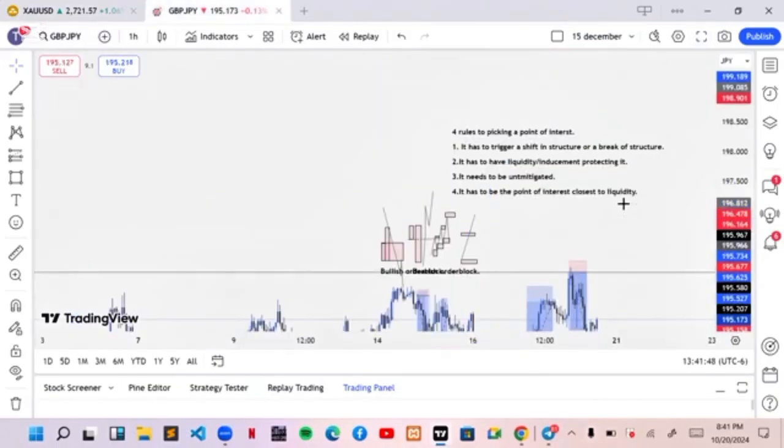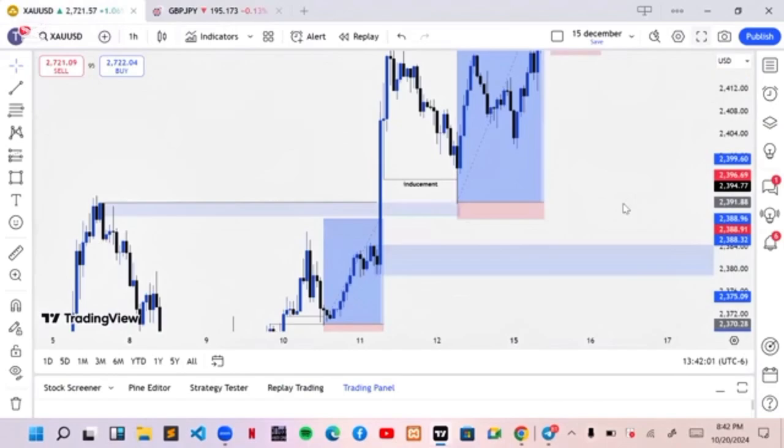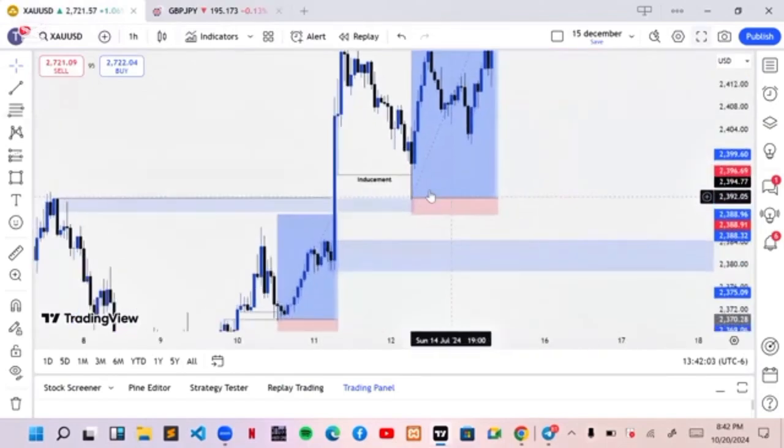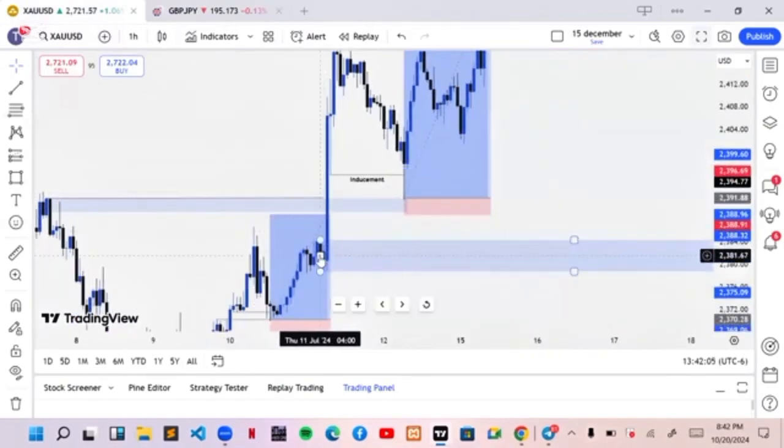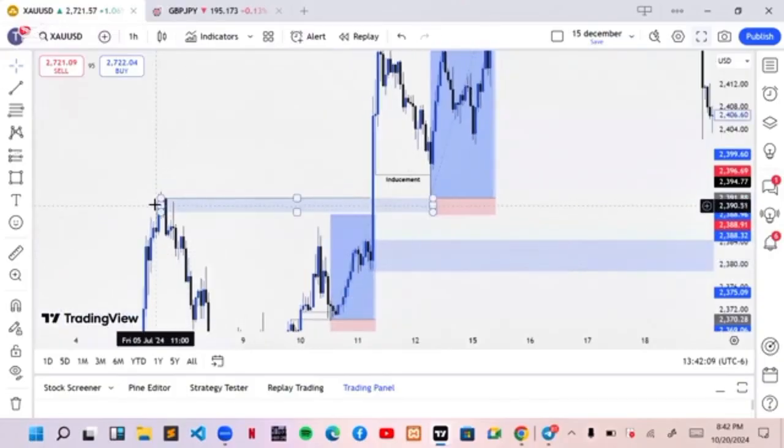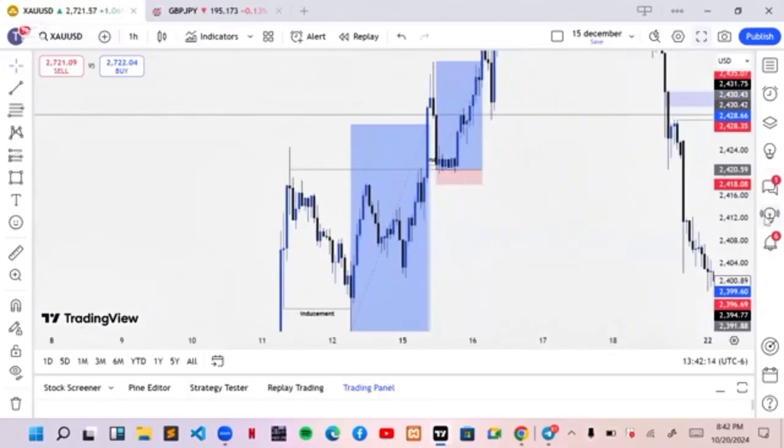It has to trigger a shift of market structure or break of structure. It has to have liquidity or inducement protecting it. It needs to be unmitigated. It has to be the point of interest closest to liquidity. Pay attention to this rule. We hardly use these setups. So most people would have been waiting to take their trade from this order block, most people that trade only order blocks, but they will be ignored. Why? Because the breaker block is clearly the one closest to inducement or to liquidity.